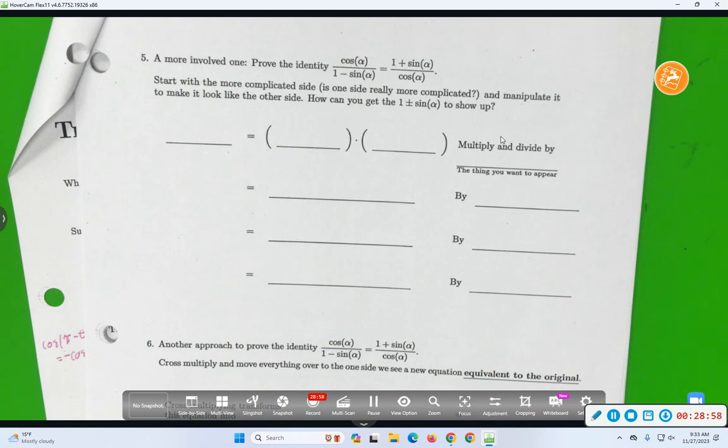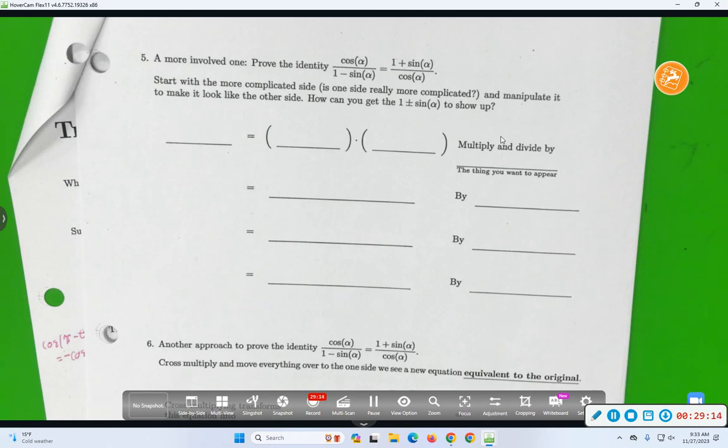Left side. I think I tend to agree. Why left side though? Yeah, the denominator looks more expensive to work with. So let's take that side, the more complicated side, and see what we can do with it.